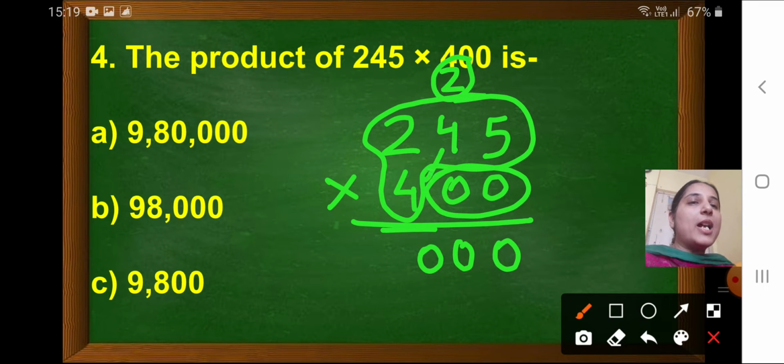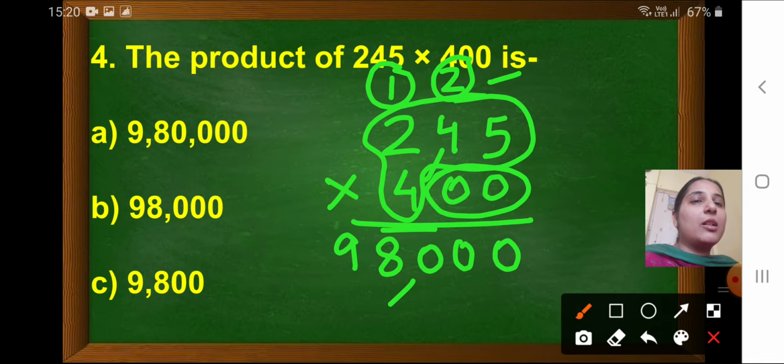Now 4 4s are 16 plus this 2 added to 16. 16 plus 2, 18. So 8 we will write here and 1 will be carried over to the next place. Now 2 4s are or 4 2s are 8 plus 1 added to 8, 9. So which is the correct option, children? What is the product of the given numbers?